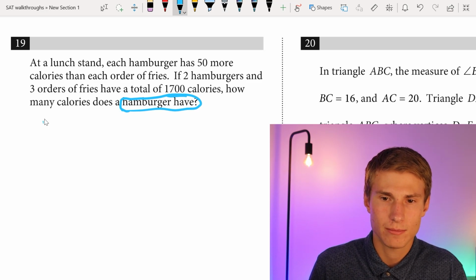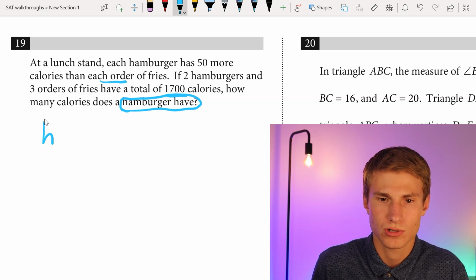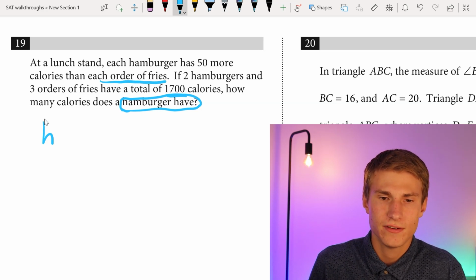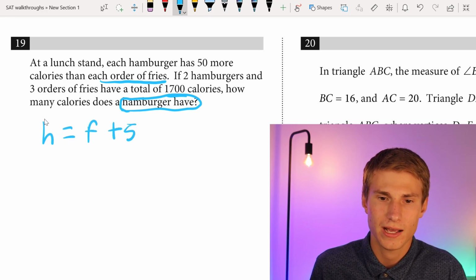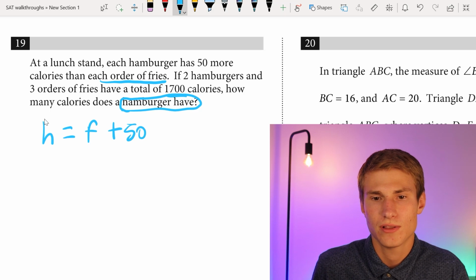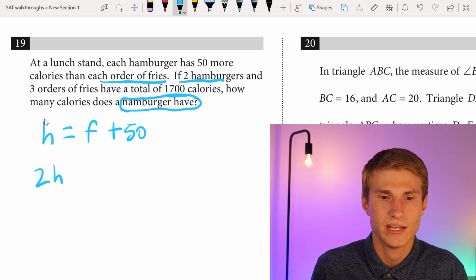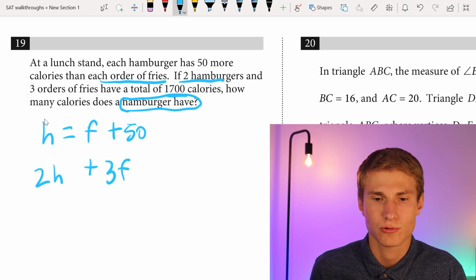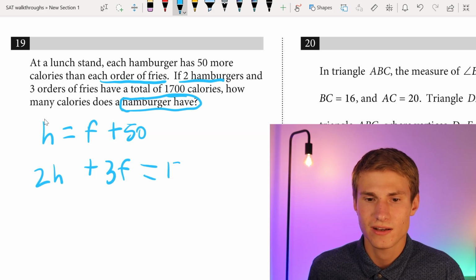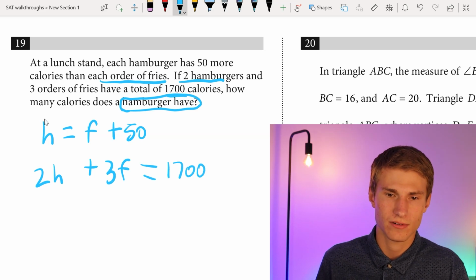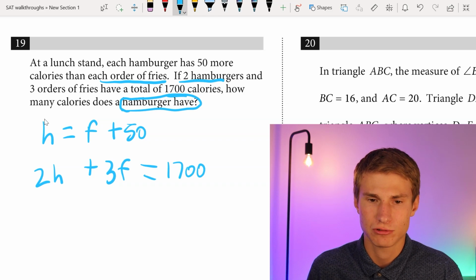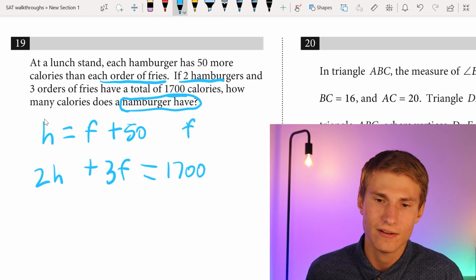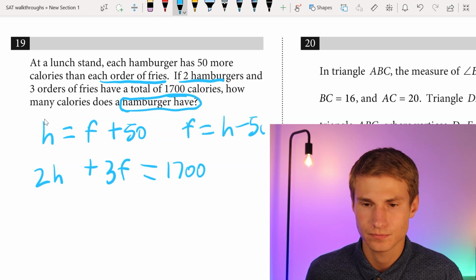So we know each hamburger has 50 more calories than each order of fries. So if it's got 50 more calories than each order of fries, then it's going to be equal to the calories in a fry plus 50. Next up, we know that we have 2 hamburgers, which we're going to mark as 2H, and 3 orders of fries, which we'll use as F, has a total of 1,700 calories. How many calories does a hamburger have? From here, what we want to do is substitute in for F, so that way we can solve for H. So to substitute in for F, we're going to rewrite H equals F plus 50, and we're going to write F is equal to H minus 50.